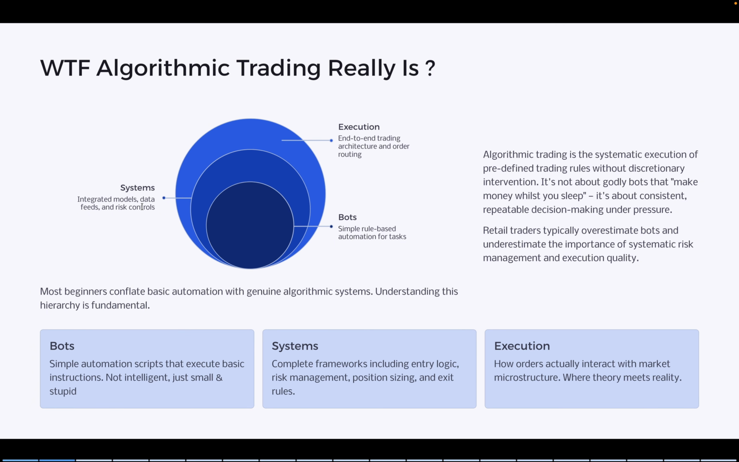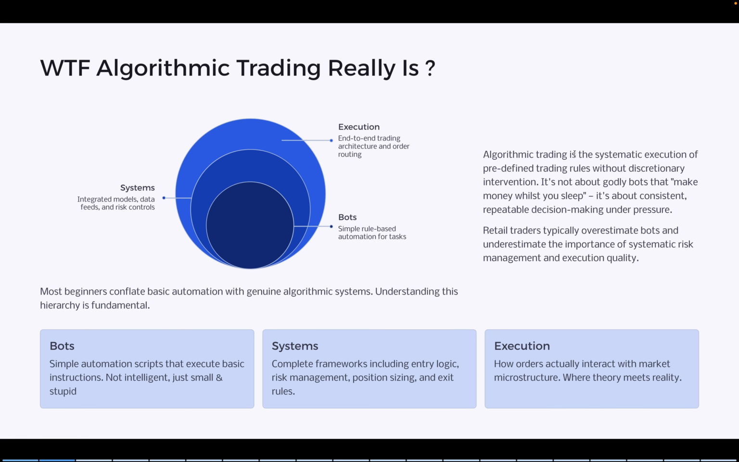And then the third one comes: execution. So you have the data, you have everything, and then you're also executing that in a real market, and you have actual risk guardrails, or actual risk management, and then you can call yourself an algo trader.